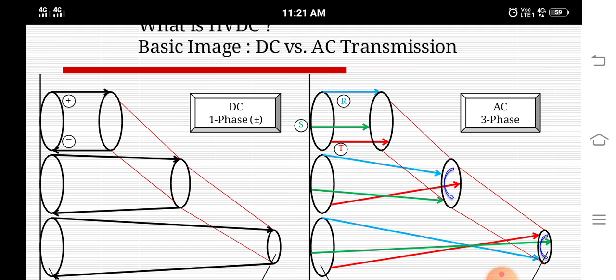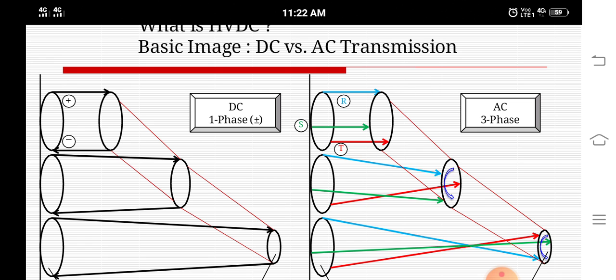This implies that for a given power level, a DC line requires less ROW. Already I said ROW is right of way: R represents right, O represents of, W represents way. It has simpler and cheaper towers and reduced conductor and insulation cost. Then the power losses are also reduced with DC, as there are only two conductors.